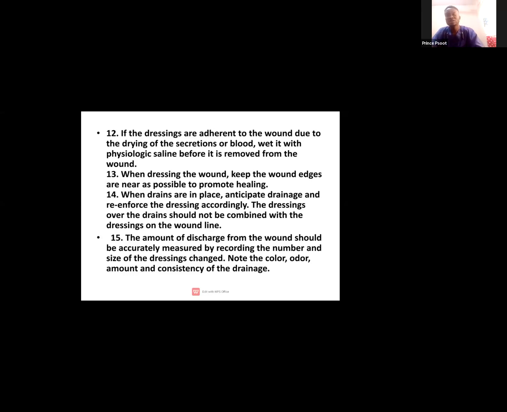Then when drains are in place, you anticipate drainage and reinforce the dressing accordingly. The dressings over the drains should not be combined with the dressings on the wound line. Then the amount of discharge from the wound should be accurately measured by recording the number and size of the dressing changed. Note the color, the odor, and the amount and consistency of the drainage. That is, what the wound is draining.